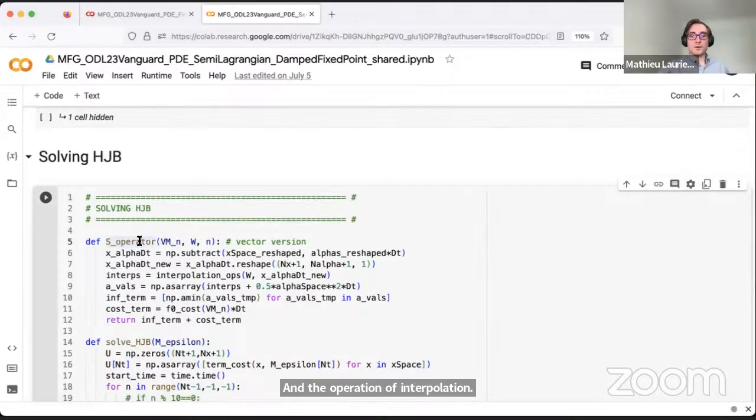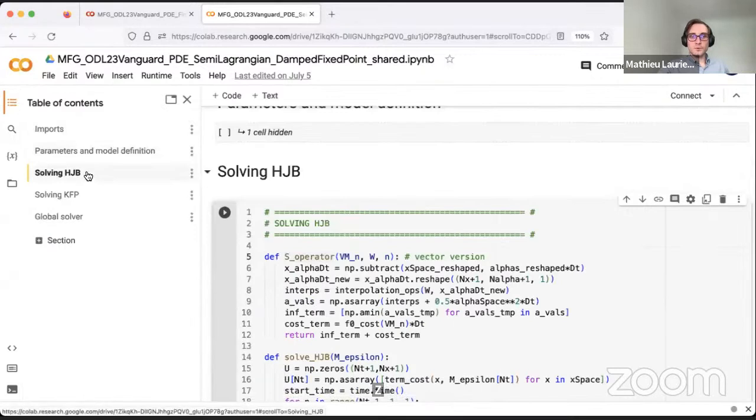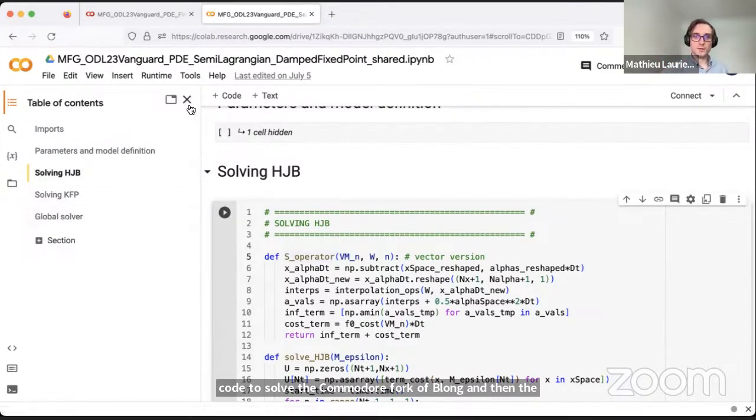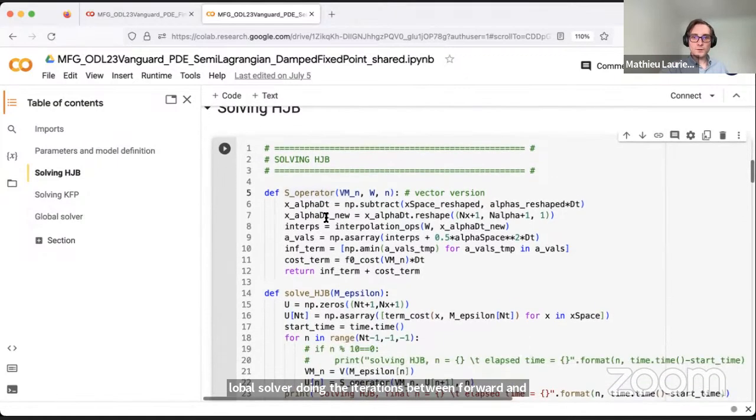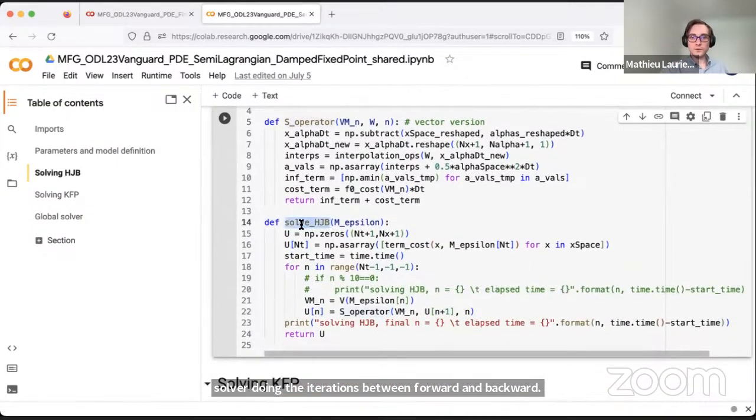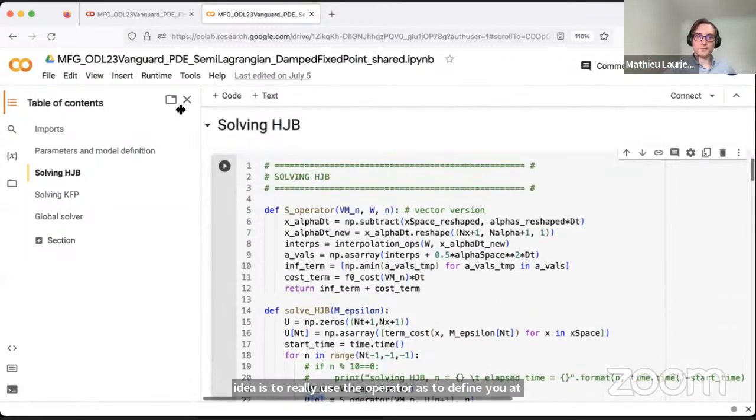Then there is a piece of code. So let me show the tracer. This is a piece of code to solve the HJB, a piece of code to solve the Kolmogorov-Fokker-Planck, and then the global solver doing the iterations between forward and backward. So here, this is the function to solve the HJB, which is basically like solving the backward equation in time, except you have to deal with the discretization in space. So you can check this operator S, but basically the idea is to really use the operator S to define U at time n and going backward in time.